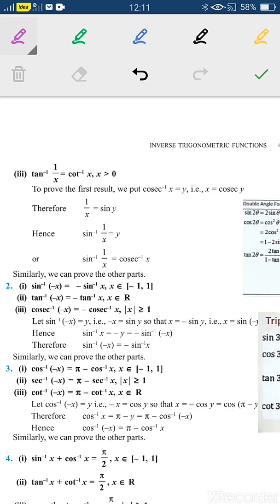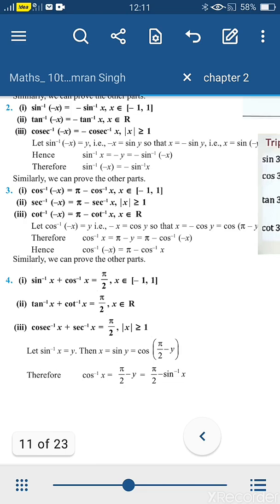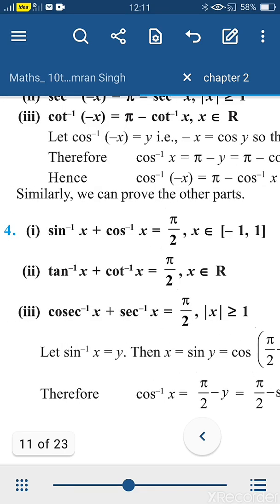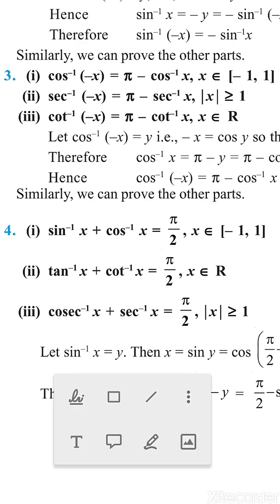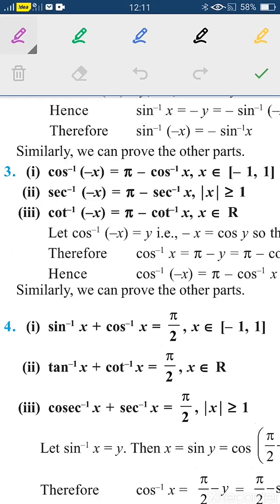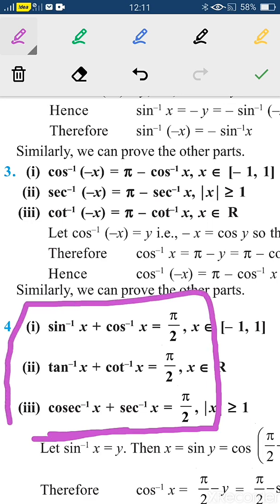The fourth property is sine inverse x plus cos inverse x is equals to pi by 2. Tan inverse x plus cot inverse x is equals to pi by 2. Cosecant inverse x plus secant inverse x is equals to pi by 2. These are the three properties.